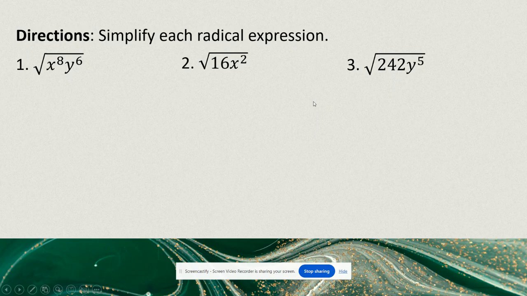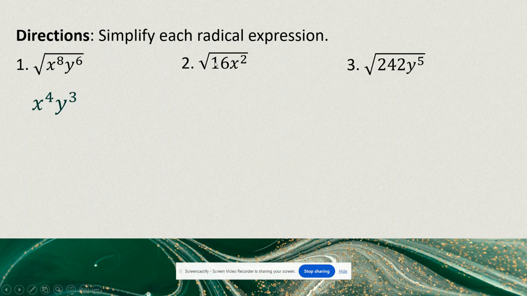So for number 1 here, I have the square root of x to the 8th, y to the 6th, and what I want to do first is obviously check if they're both even, and of course they are, so I can just take the half of each of them. So half of 8 would be 4, x to the 4th, half of 6 would be 3, y cubed, or y to the 3rd, okay? So those ones are pretty easy, right? We just had variables. They were both even exponents, so we can just take the half of both of them.